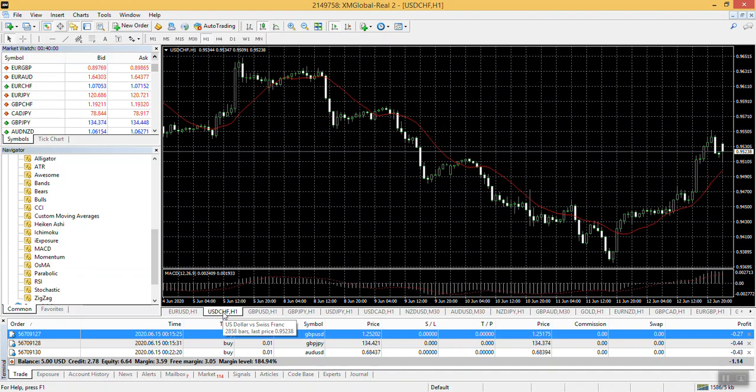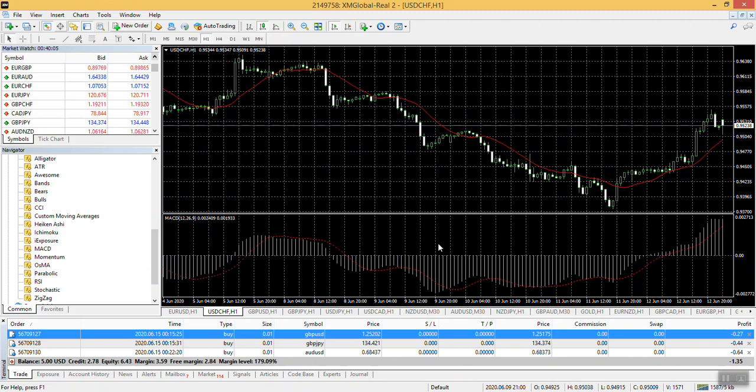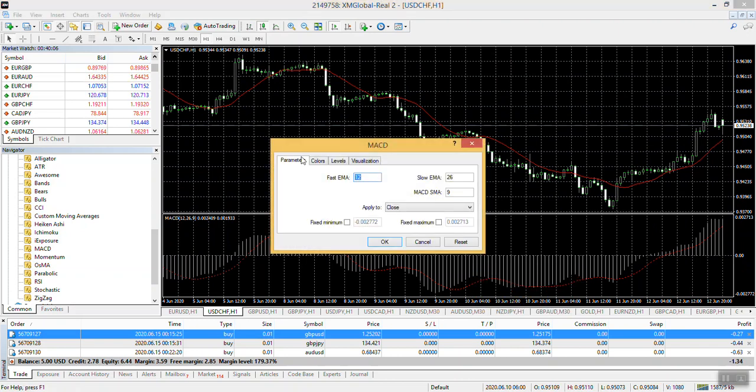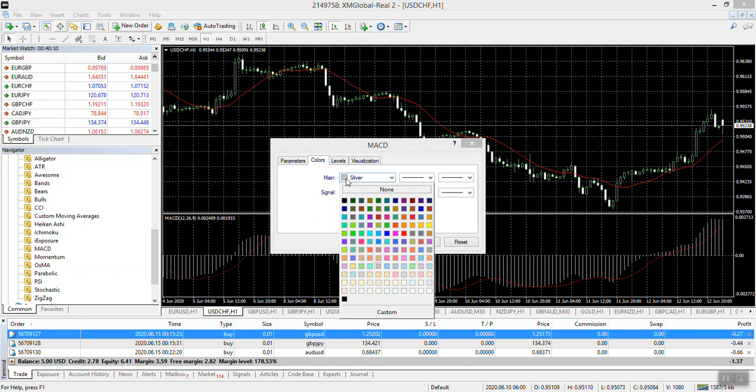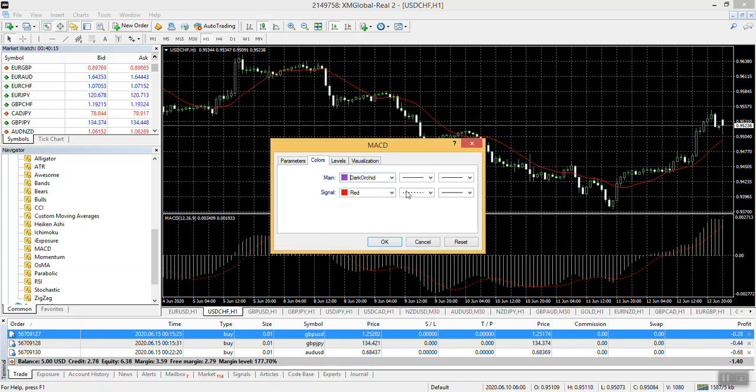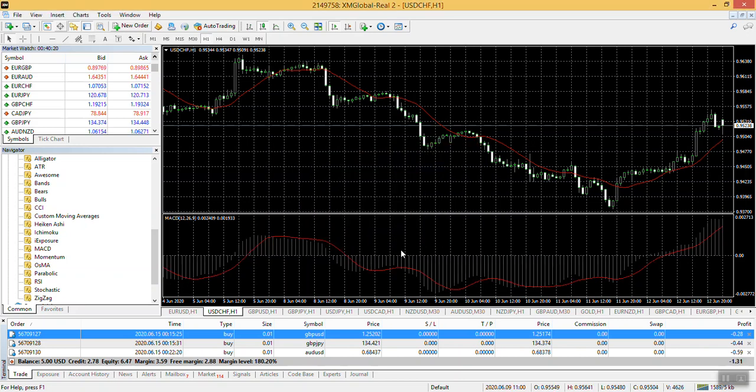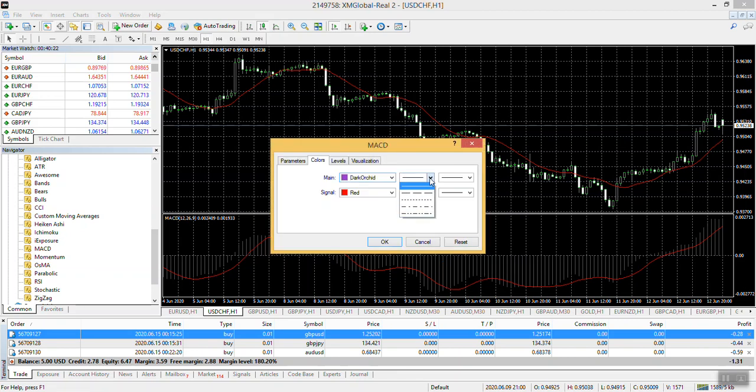Let's go to USD/CHF and use the same MACD. Look at it, it's the same indicator. It's just that the color here is different, so you can go in and change the colors as you want. You can use this color, and you can make the line thick. You go to the properties, and I think that's all.